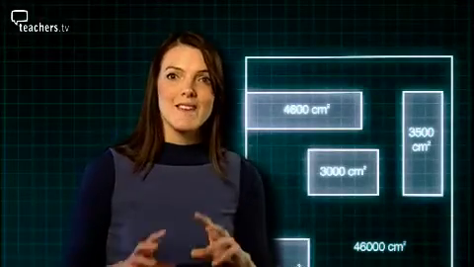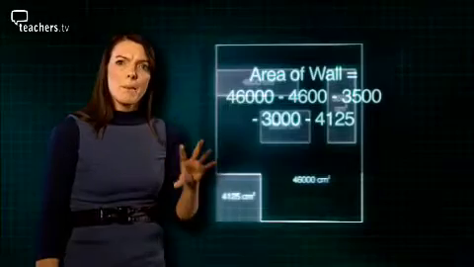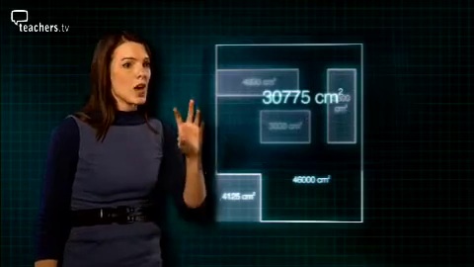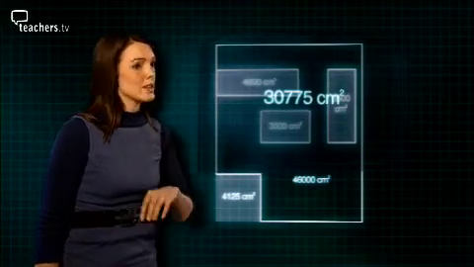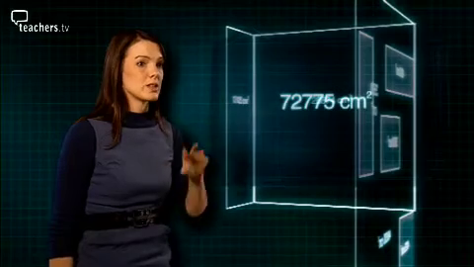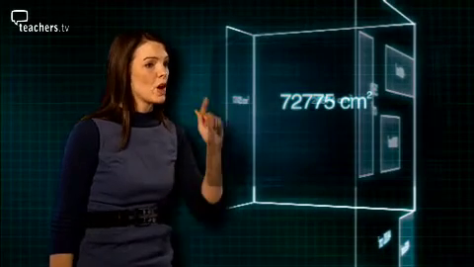So the area that we need to tile is 46,000 minus all the areas of the shaded bits. And that gives us 30,775. But we're not done. We now need to add together the areas of all three walls. And that gives us 72,775 square centimetres.